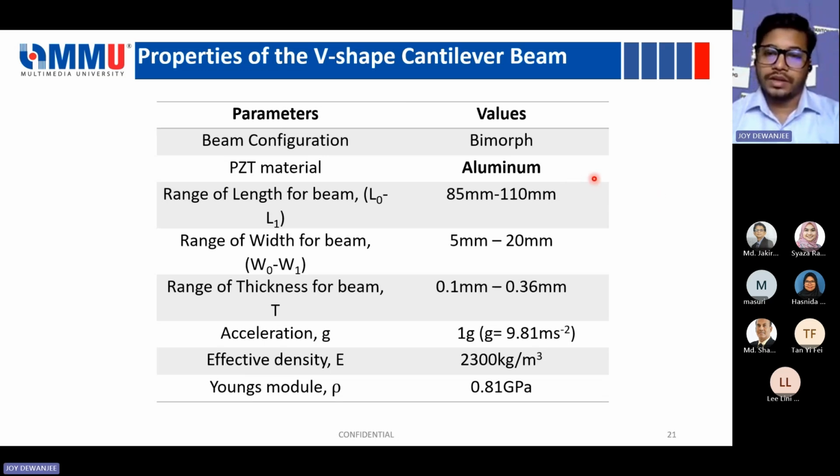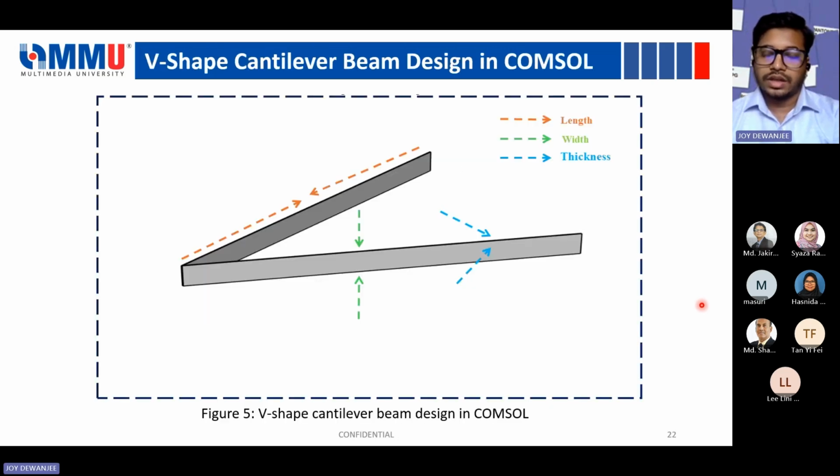And the parameters we are considering are the length, 85 millimeter to 110 millimeter based on the literature survey, and width, 5 millimeter to 20 millimeter, and thickness, 0.1 millimeter to 0.36 millimeter, and acceleration, effective density and the modulus values are considered. So finally, these are the beams, where this one is the length, this one is the width and this is the thickness.